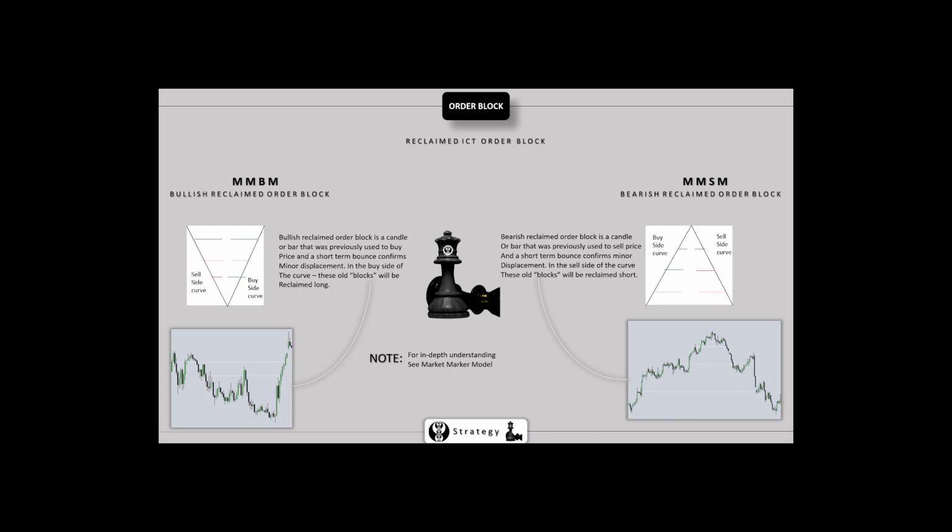A bullish reclaimed order block is a candle or a bar that was previously used to buy price, and the short-term bounce confirms minor displacement. In the buy side of the curve, the old blocks will be reclaimed long. And a bearish reclaimed order block is a candle or a bar that was previously used to sell price, and the short-term bounce confirms minor displacement. In the sell side of the curve, the old blocks will be reclaimed short.